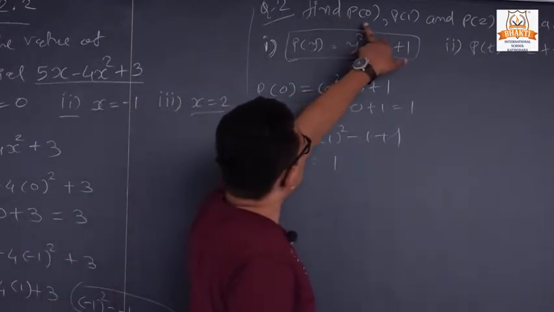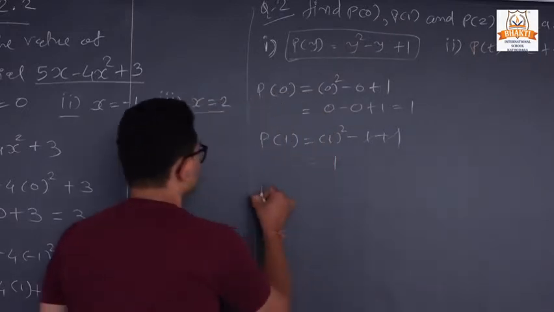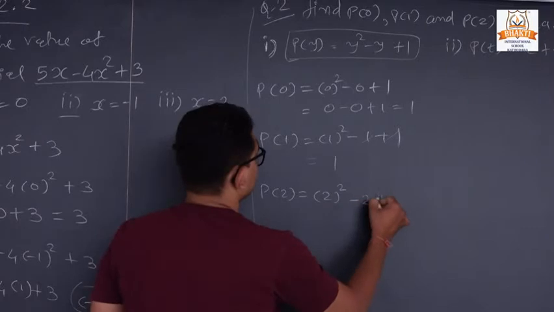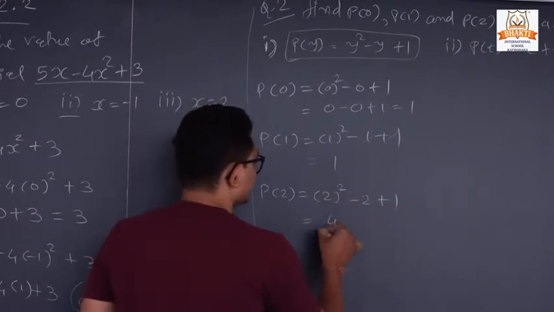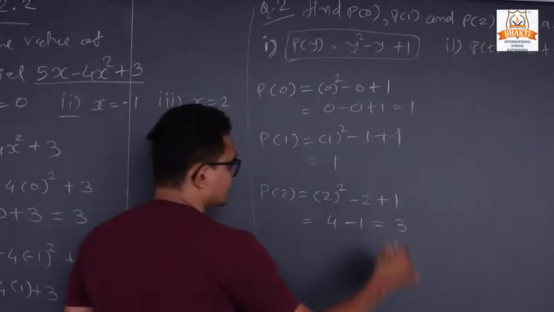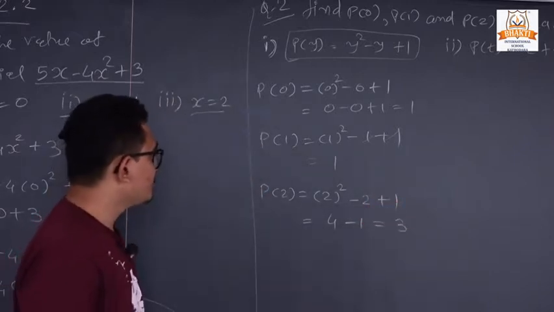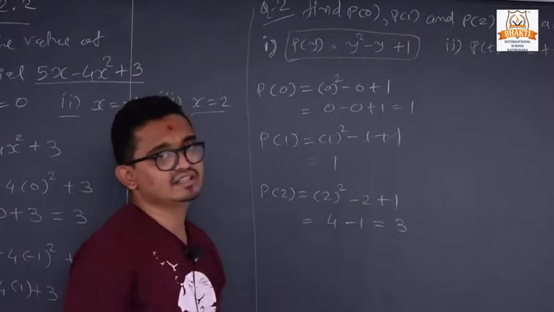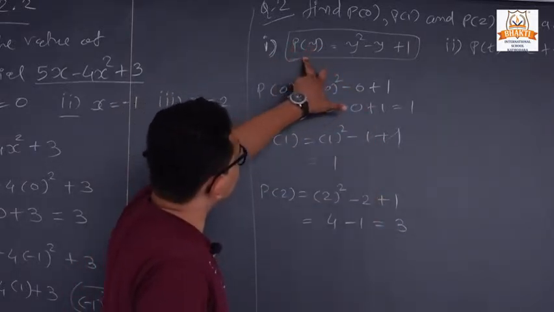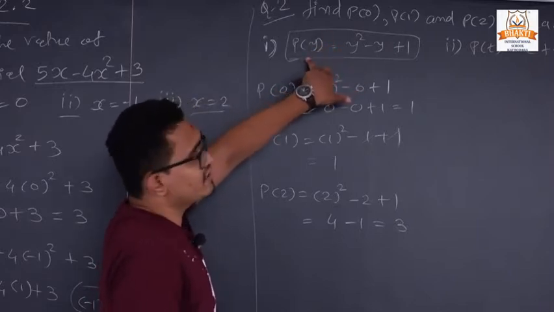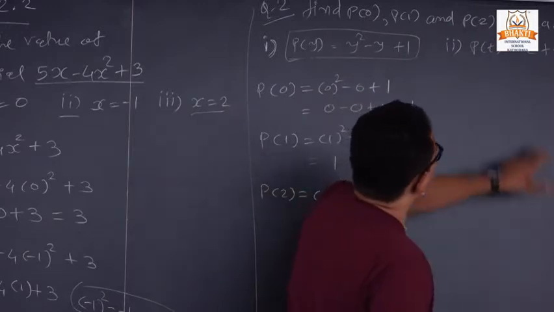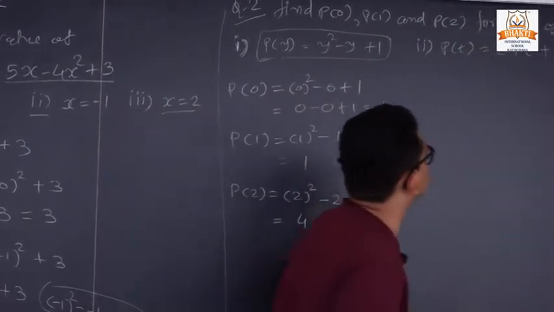Now we will put p of 2. So p of 2 is equal to 2 square minus 2 plus 1. 2 square is 4, and minus 2 plus 1 is minus 1. So 4 plus 1 is 5, 5 minus 2, it will be 3. So the first question is clear. First of all, this is our polynomial, and the polynomial is evaluated at different values. Now we are going to start our second example.